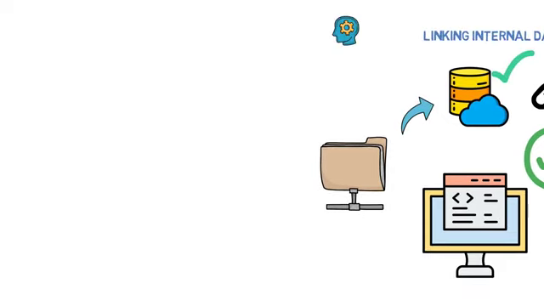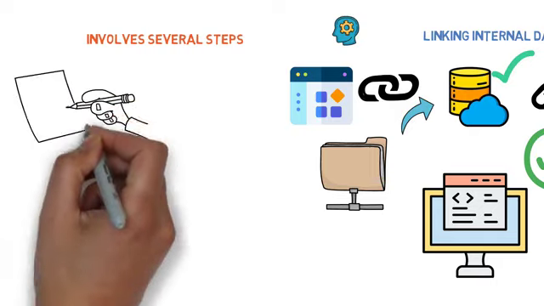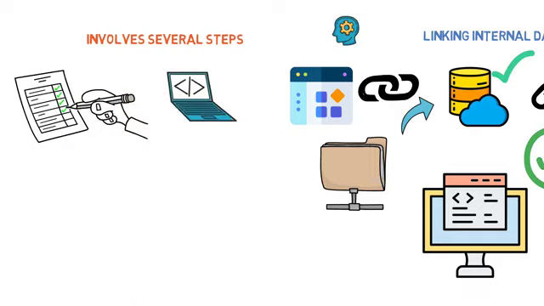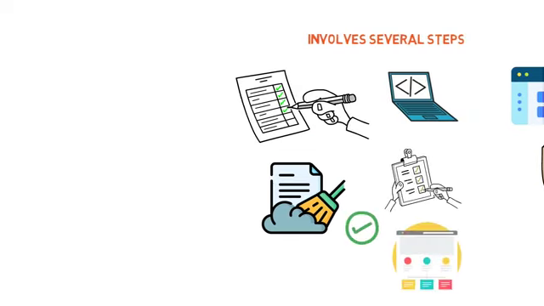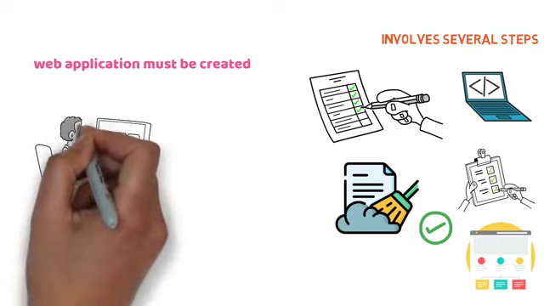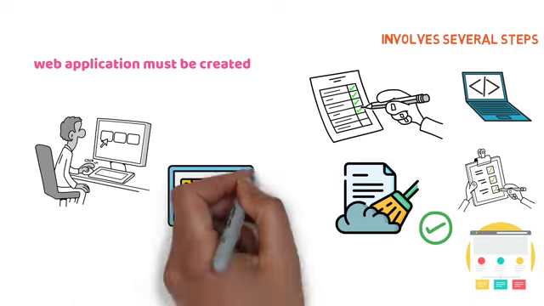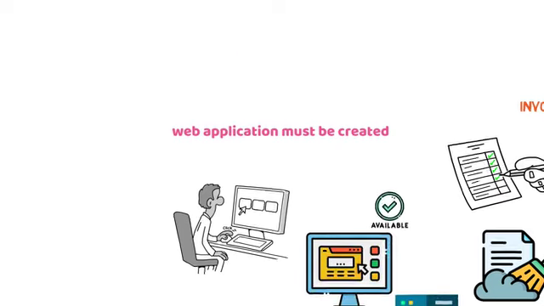The process of linking internal databases to the web involves several steps. First, the data must be prepared for web deployment, which involves cleaning and formatting the data to ensure it is suitable for use on the web. Next, a web application must be created that enables users to interact with the data. Finally, the web application must be deployed on a web server to make it available on the web.